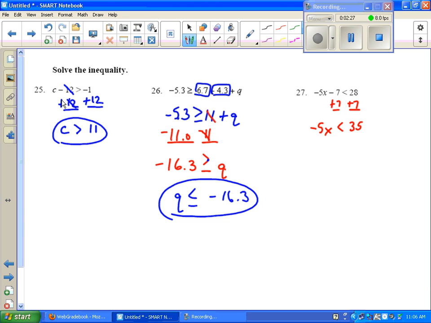Get rid of -5 times x by dividing by -5. If you do it on the left, divide by -5 on the right. Cancel out and leave you with just x on the left. 35 divided by -5 is a -7, since it's a positive divided by a negative. And since you divided both sides by a negative, you're going to change the sign from less than to greater than. So number 27, x is greater than -7.